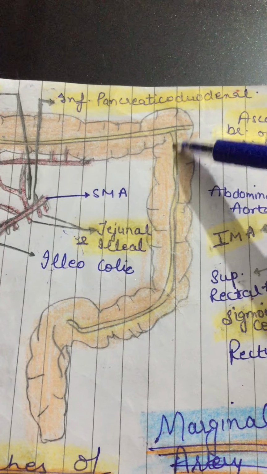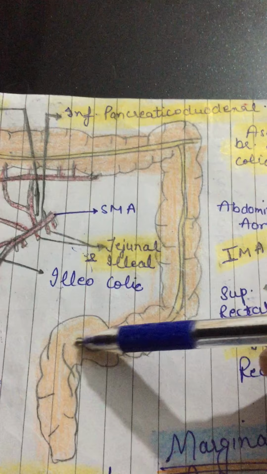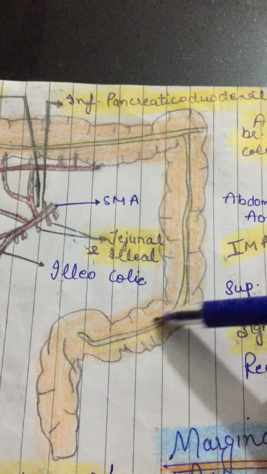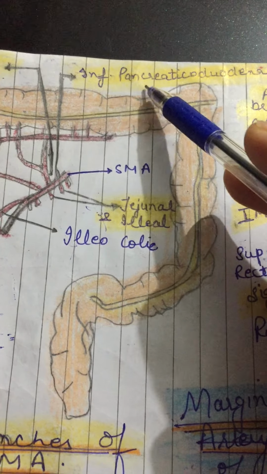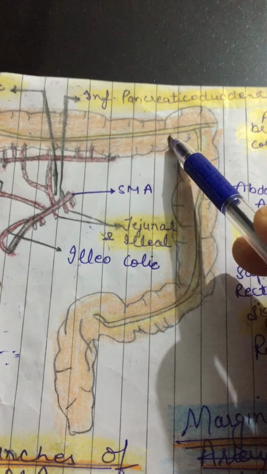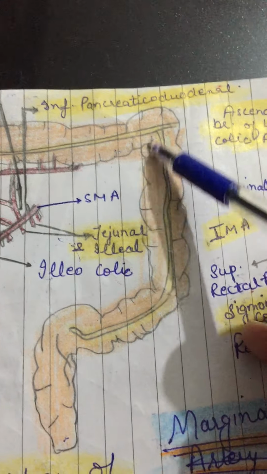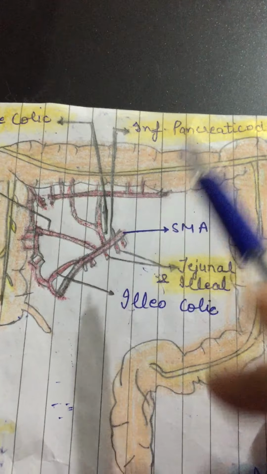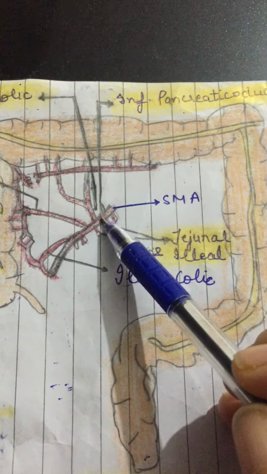So they are supplied by the inferior mesenteric artery, which is the artery of the hindgut, right? From the left 1/3 of the transverse colon till this end is supplied by the inferior mesenteric artery, and this part is supplied by the superior mesenteric artery, right? Now, what is the origin of the superior mesenteric artery?